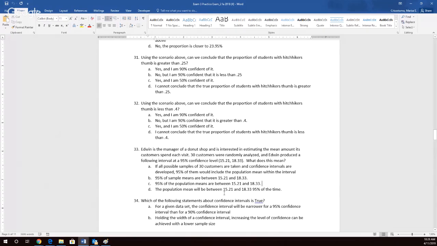So again, this isn't exactly true, because we're just saying that our population parameter isn't within this interval. I mean, we could find a different interval that still includes the population parameter as well. So this statement is also incorrect. So A is the correct answer here.